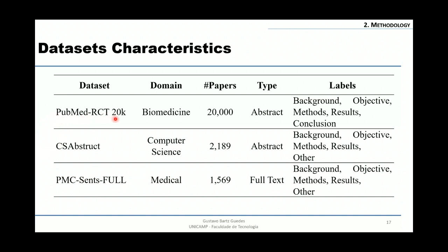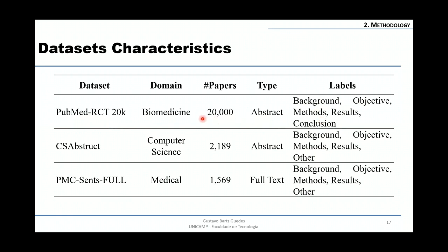So we created this data set in our work, but there exist other already labeled data sets, like PubMed with 20,000 papers. But in these two data sets, the sentences come from the abstract, not from the full text of the papers. Also, there are some differences in the labels. These data sets have the conclusion label, but ours doesn't. And this data set doesn't have the other label, which is very important, because not all sentences in a paper will belong to these labels.